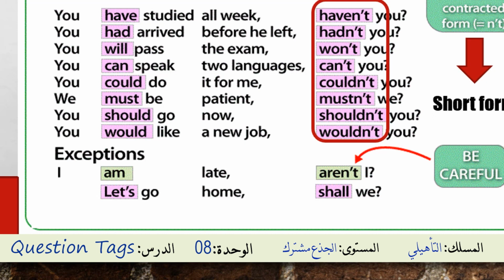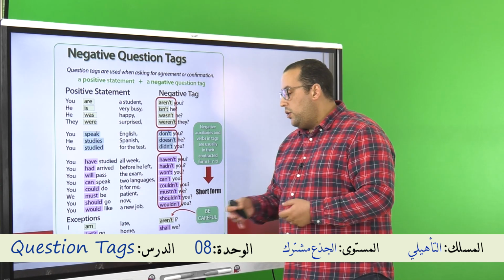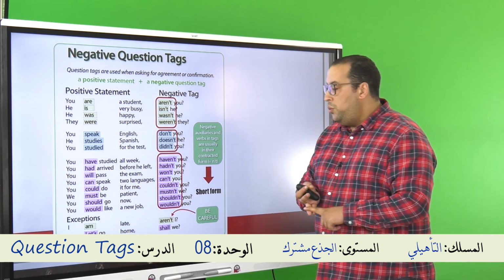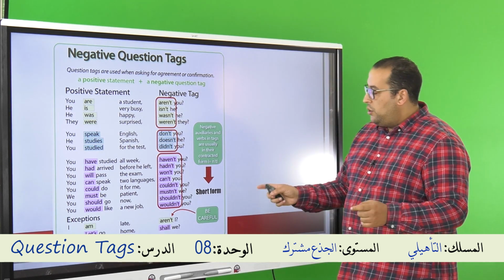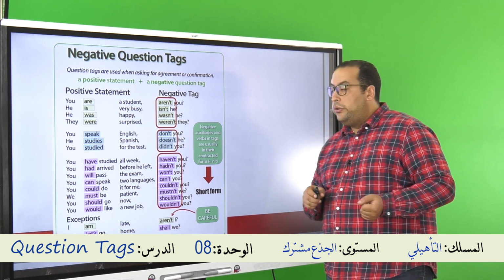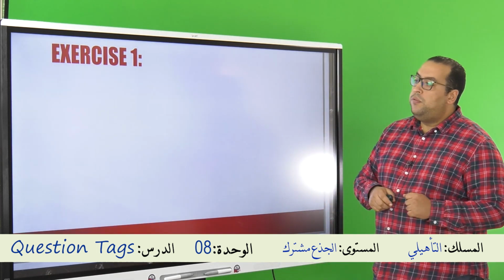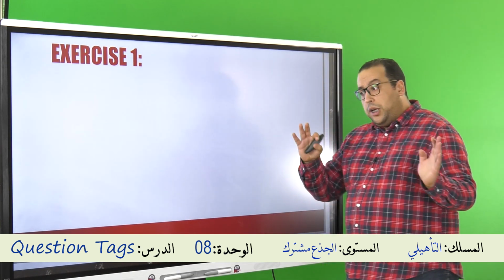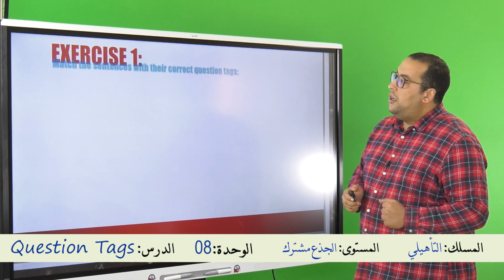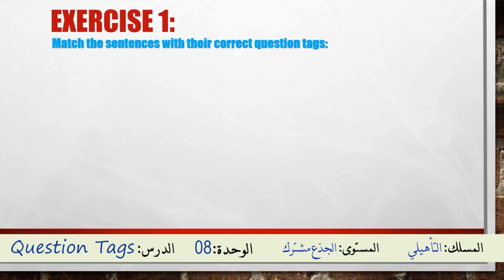So we have two exceptions in this lesson. When we use the verb to be with the personal pronoun I, it becomes in the question tag aren't I. When we use let's, it becomes shall we. So be careful, okay, about these situations. Now we will move to the first exercise, in which you have to put what you have learned into practice. What you have to do here is match the sentences with their correct question tags.